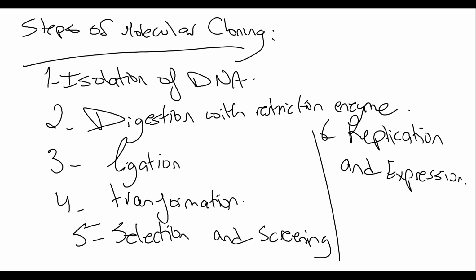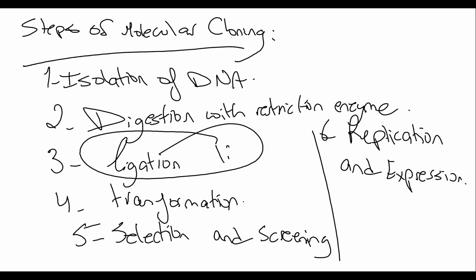Number 3, we add the ligase enzyme, ligation. This DNA fragment is inserted into the vector using the enzyme DNA ligase, which seals the DNA into the vector. DNA ligase helps in merging the DNA fragment of the organism inside the DNA of the vector. So it tries to merge them. The main enzyme in cloning is the ligase enzyme. This is the most important enzyme you should know. So the ligase helps merge the DNA with the vector.